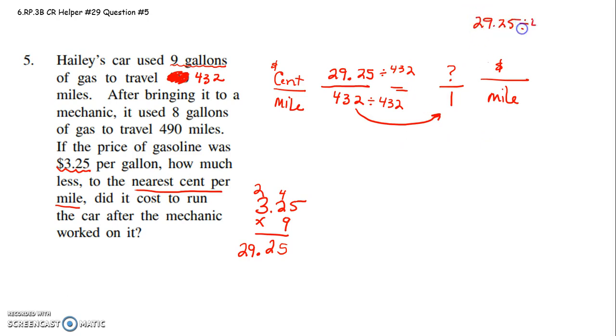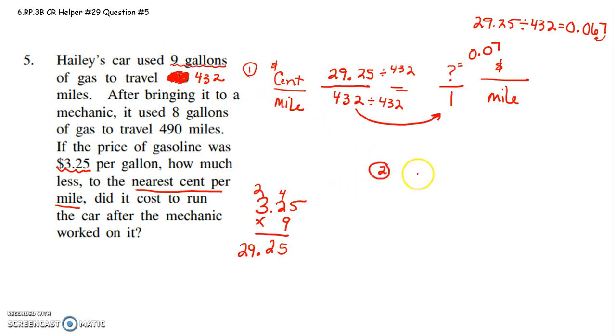29.25 divided by 432. You're going to come up with 0.06, and you got a 7 after it. So what that says is you got to round that up to about 7 cents per mile. So how many cents per mile? 0.07, 7 cents per mile. Then they went and they had the car worked on. That's all for step 1.